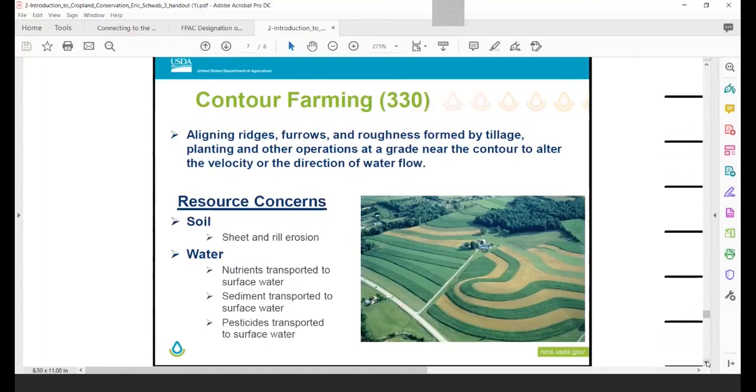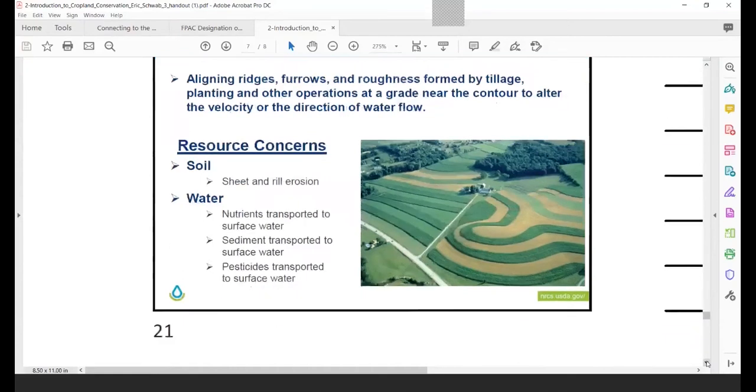This practice can be a challenge depending on your site-specific slope condition. This is an extreme example, and it's a real challenge nowadays with equipment size, because the equipment is so large and it's hard to turn at the edge of the field, and producers sometimes don't have that flexibility with the size of equipment. We can scroll on to the next slide.